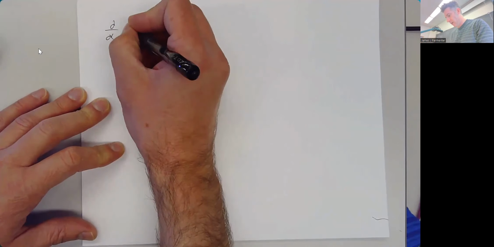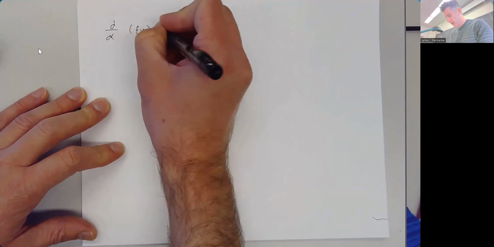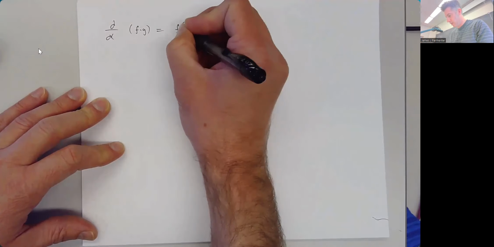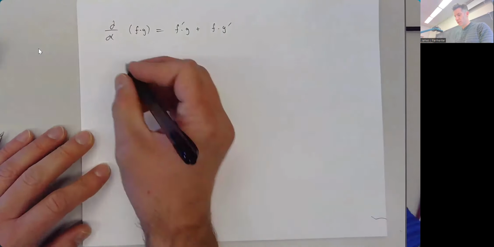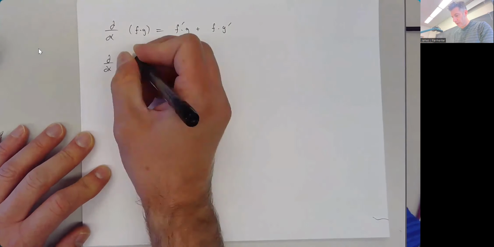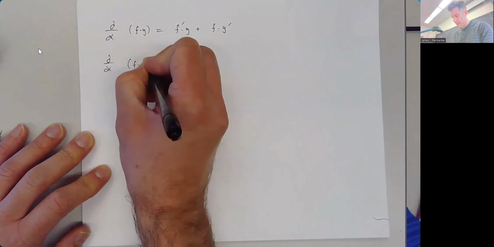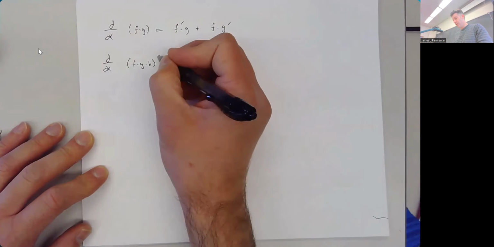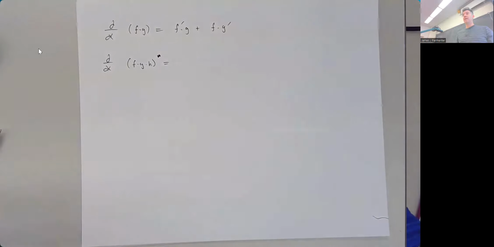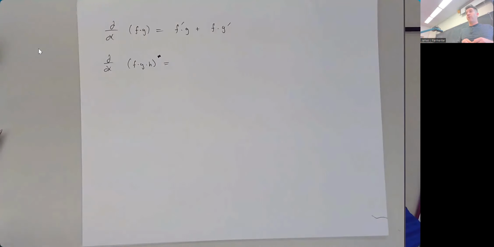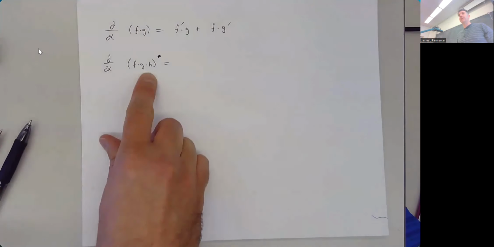So we know that the derivative of a product is f prime times g plus f times g prime. If you took the derivative of a product of three things, well, the problem with the product rule is it's literally defined to be the derivative of a product of two things. So here's what we're going to do. We're going to treat this like two things.